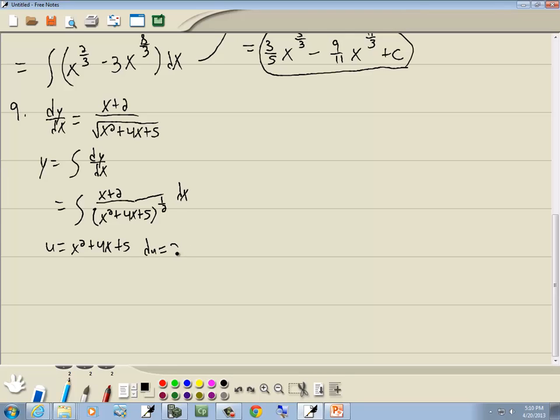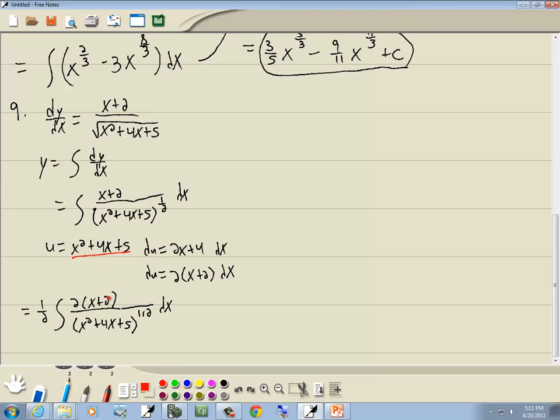So derivative of that would give us 2x plus 4 dx, which doesn't quite match what we have up on top, but if we factor a 2 out of here, that gives us 2 times x plus 2 dx. Well, we have the x plus 2, but we don't have a 2. So we'll put a 2 in there. Offset it with a 1/2 out in front. So we got 2 times x plus 2 over x squared plus 4x plus 5 to the 1/2 power dx.